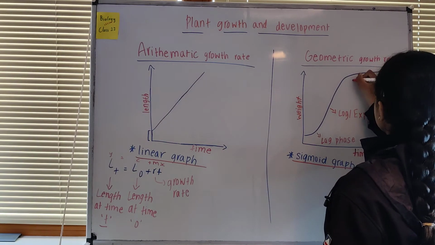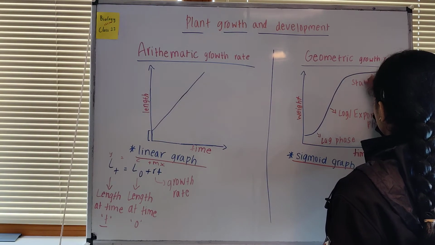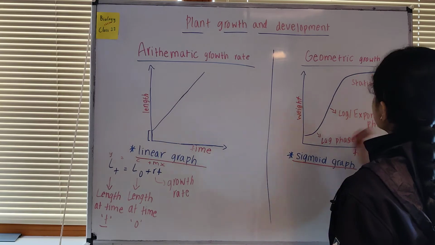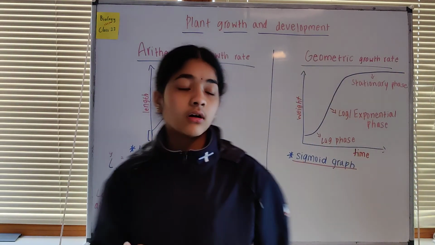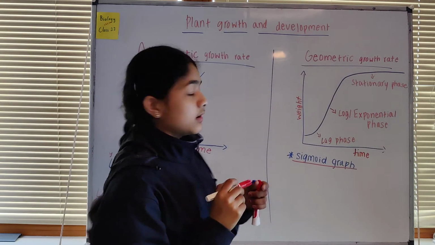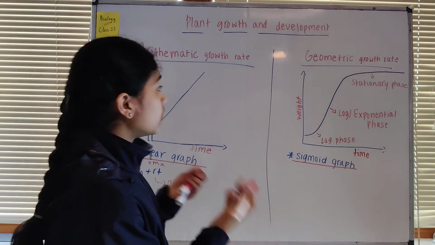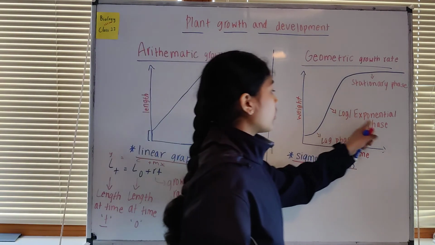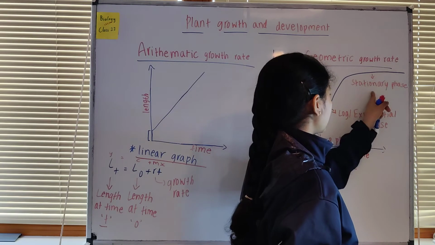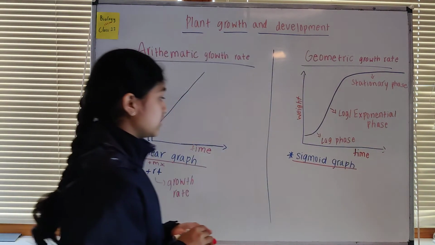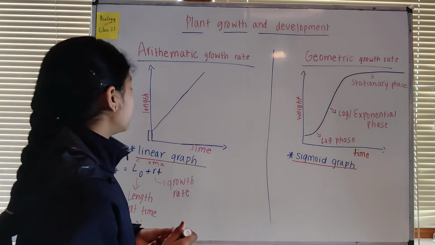And this part is the stationary phase. So this phase is more or less steady. It doesn't grow too much. So this is the shape of the graph of how this looks like in geometric growth rate. Here we have the lag phase, log phase or exponential phase, and the stationary phase. It looks like an S shape, like a sigmoidal shape. So that's why it's known as sigmoid graph.